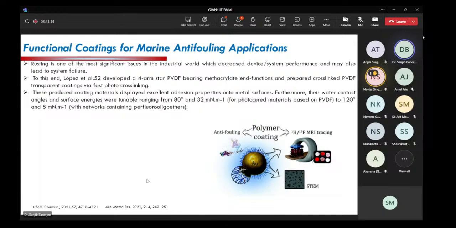Any other remaining query? Sir, what are photocured materials? Okay, that is a good question.